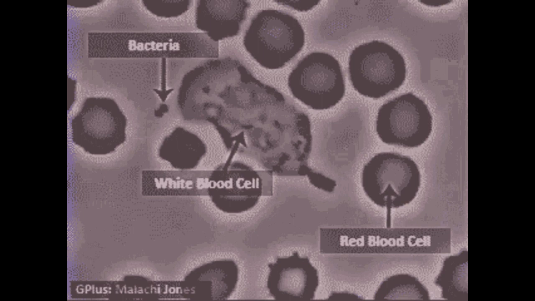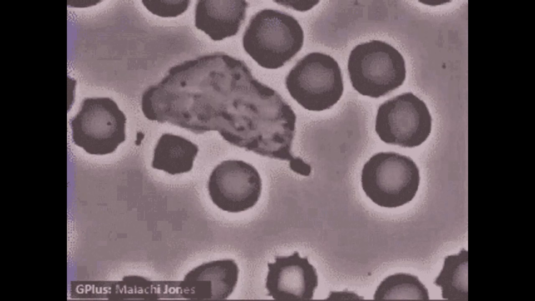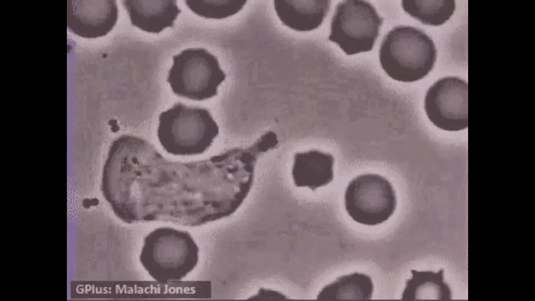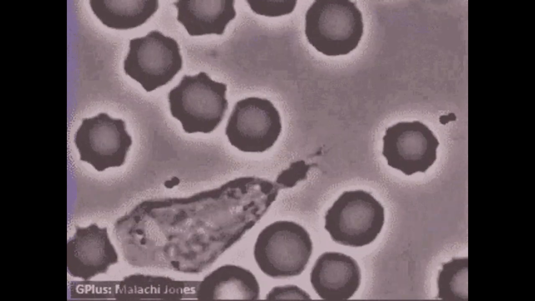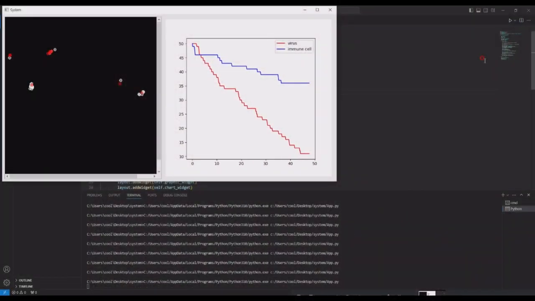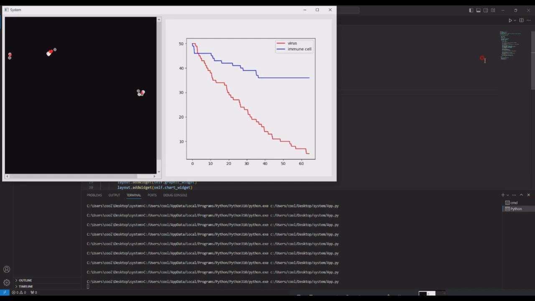When we get a cold, the immune cells in our body fight against the virus or bacteria that invaded our body. In this video, I will simulate the battle between immune cells and virus using a Python program and compare it with the mathematical or theoretical model.